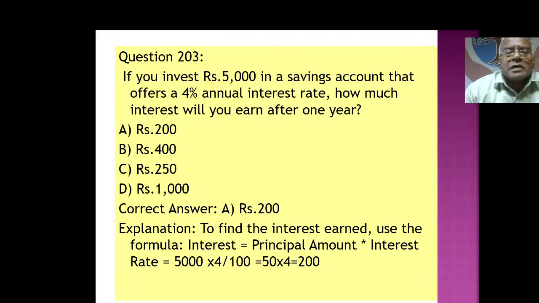If you invest rupees 5,000 in a savings account that offers a 4% annual interest rate, how much interest will you earn after 1 year? To find the interest earned, use the formula: interest equals principal amount into interest rate. That is 5,000 into 4% of 4 by 100, right? So if you calculate 50 into 4, 200. So ordinary interest problem. No?